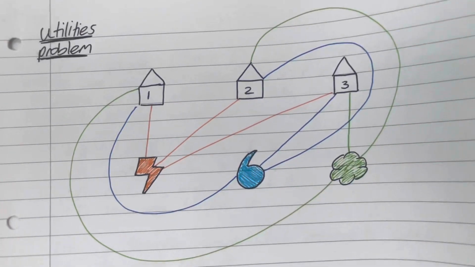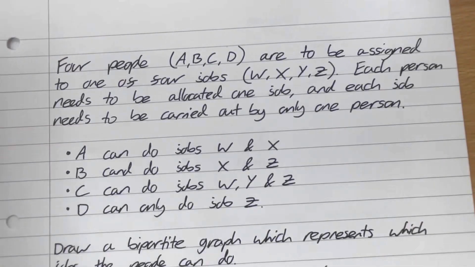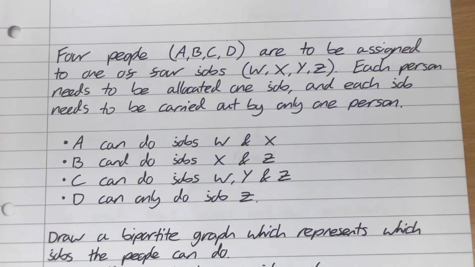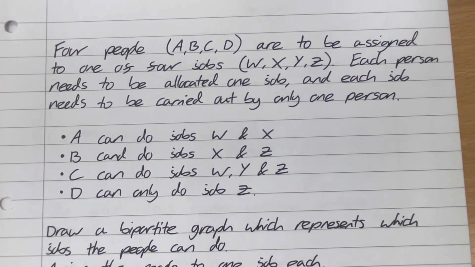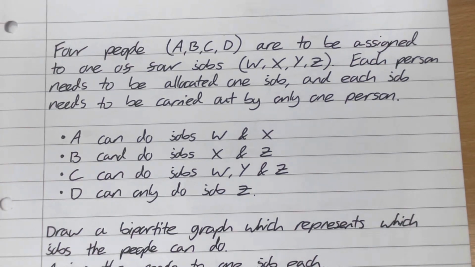Okay, let's have a look at some questions. All right, we've got 4 people. I've called them A, B, C, and D. And then to be assigned to one of 4 jobs, which I've called W, X, Y, and Z. Each person must be allocated to 1 job, and each job needs to be carried out by only 1 person.